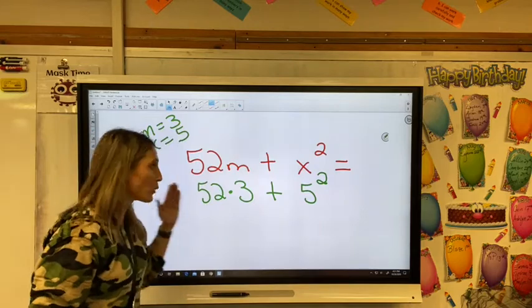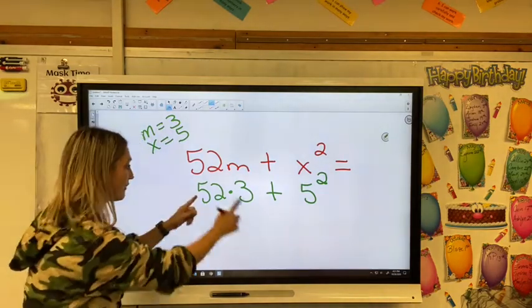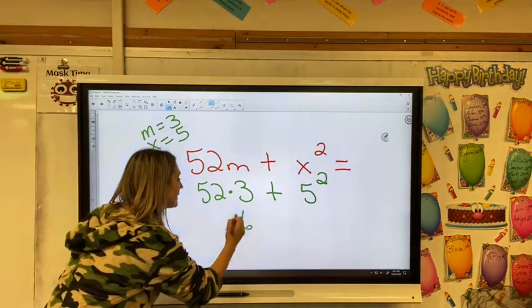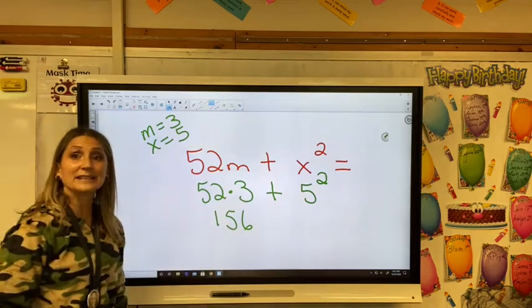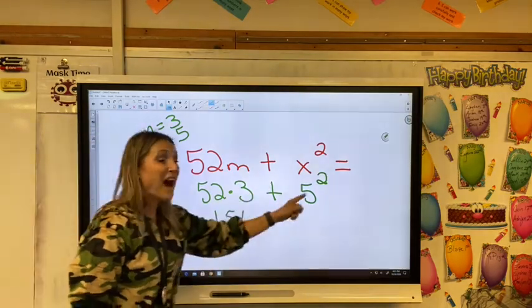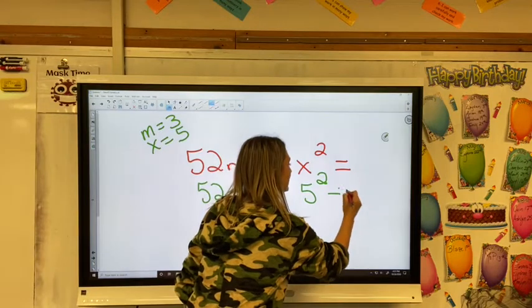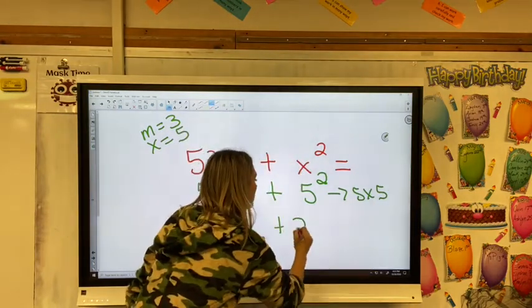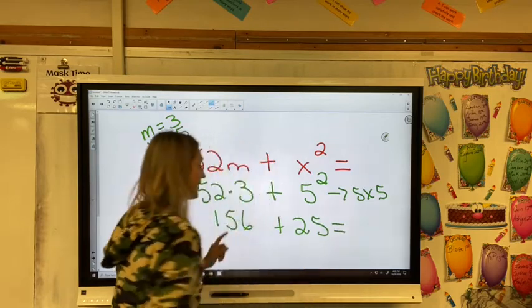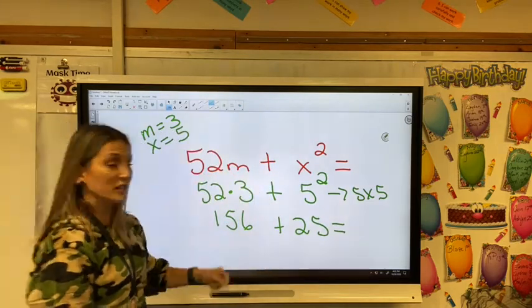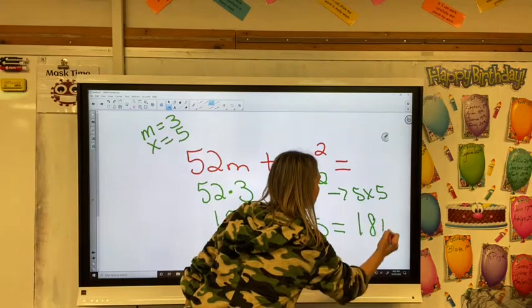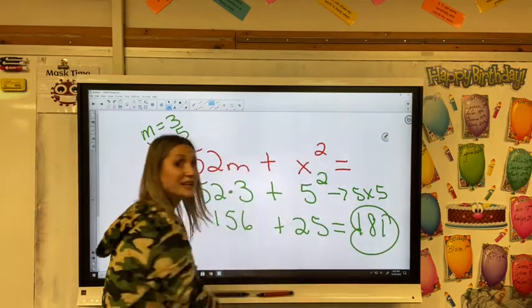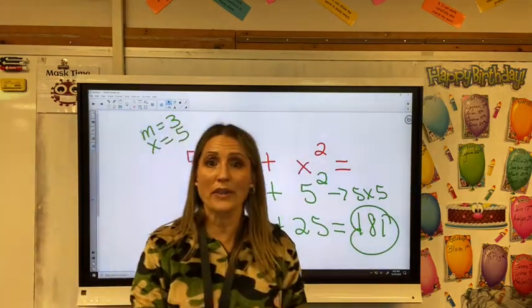And then you're just going to work out that multiplication. 52 times 3 is 156. 5 squared means 5 times 5, which is 25. And that answer, 6th graders, is 181. And that is solving algebra with exponents.